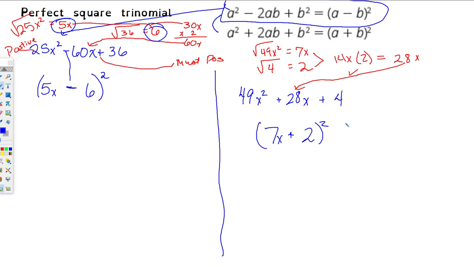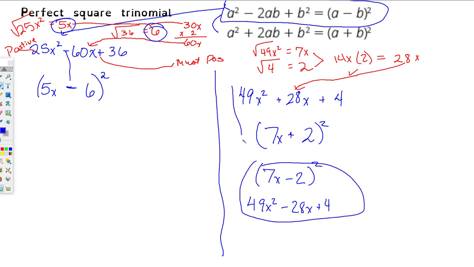Yeah, so how could it be? If I had 7x minus 2, squared, it would come out to be 49x squared minus 28x plus 4. These would go together, those would go together. So they're not the same, they're just very, very close. That middle term is crucial to drop the right sign.